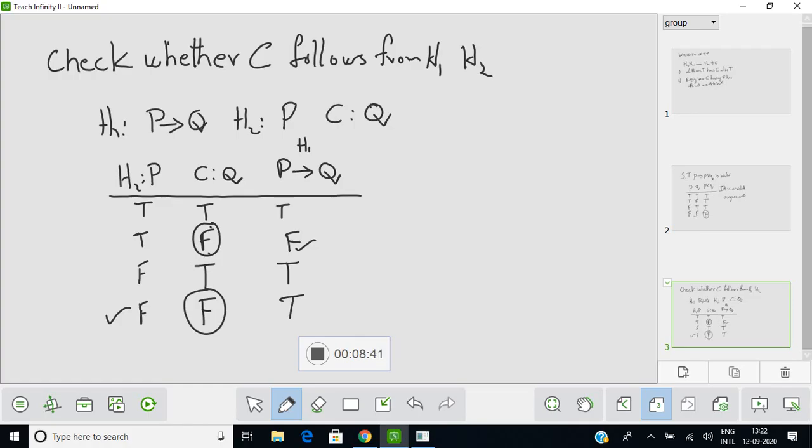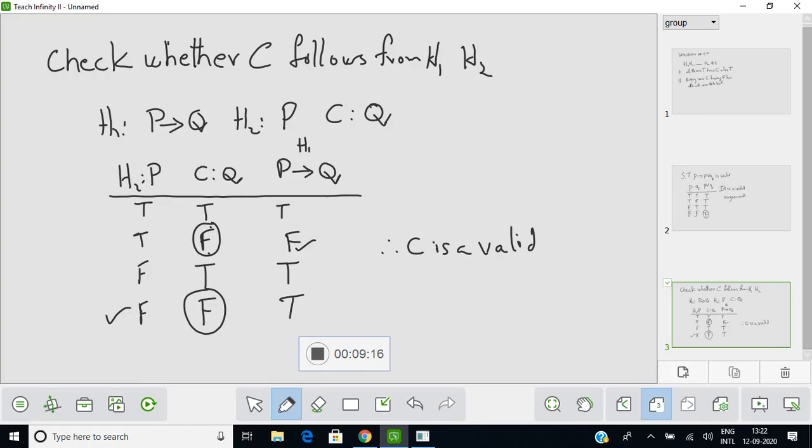Therefore, by our rule 2, we can check that C follows from our H1 and H2. Therefore, I can very clearly say my C follows from H1 and H2. So, C is a valid conclusion. So, we have used both the rules and we have checked for validity of our formula. So, this is what we need to show. Right. Let us now look into one more problem.